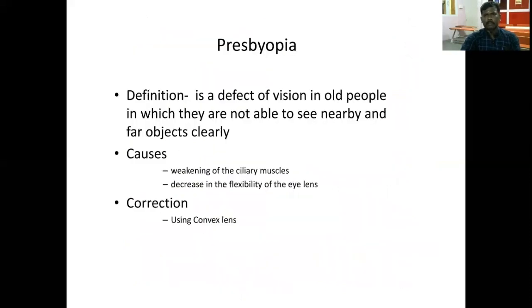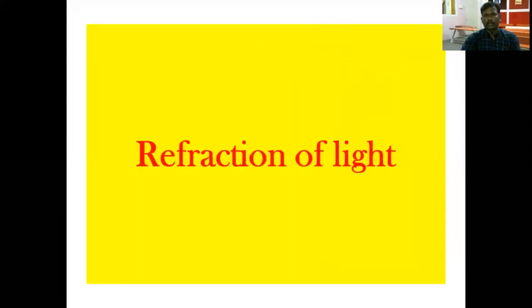And presbyopia is due to the aging factor. As a person's age increases, automatically everyone is affected by presbyopia. Most old people are affected by presbyopia, and it is corrected with the help of a convex lens. Some persons are affected by both myopia and hypermetropia, and they use bifocal lenses. The bifocal lens consists of both convex and concave lenses.